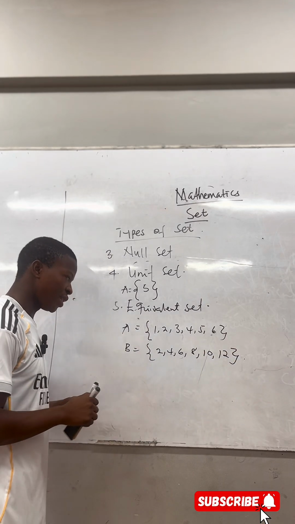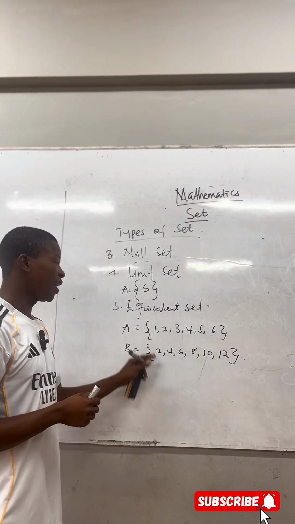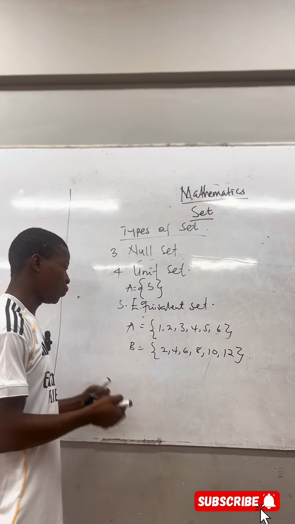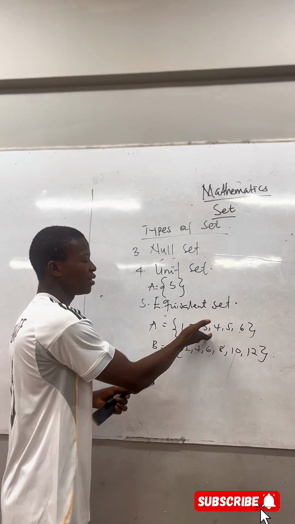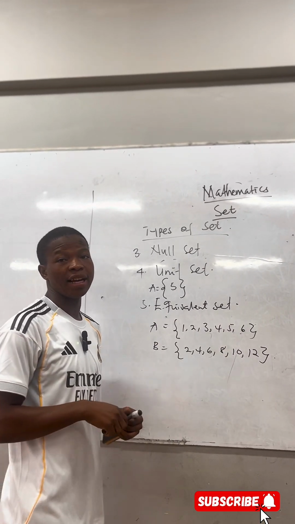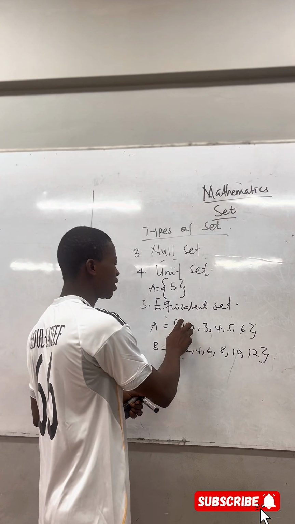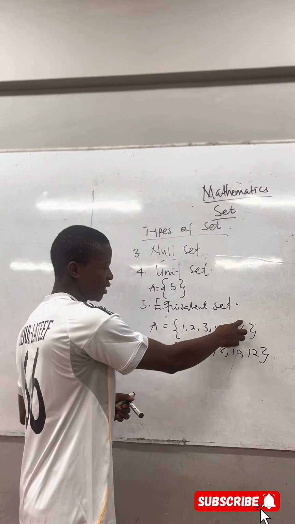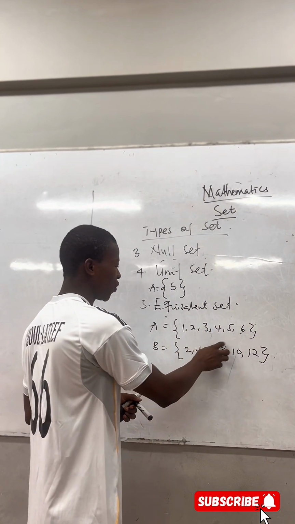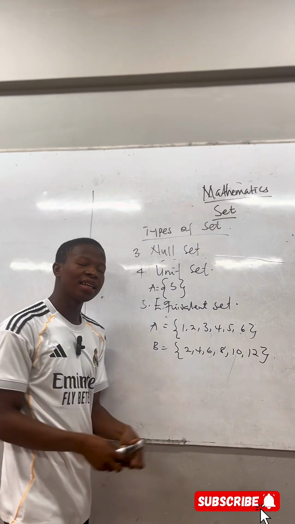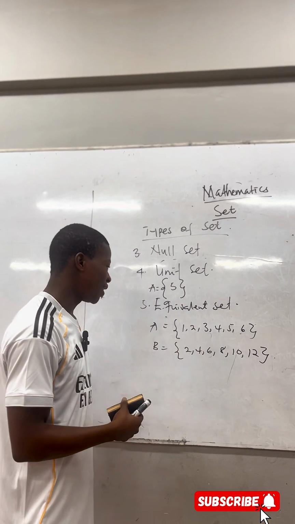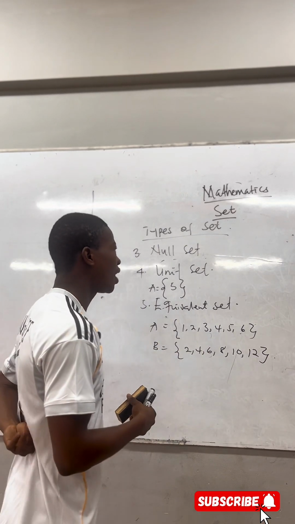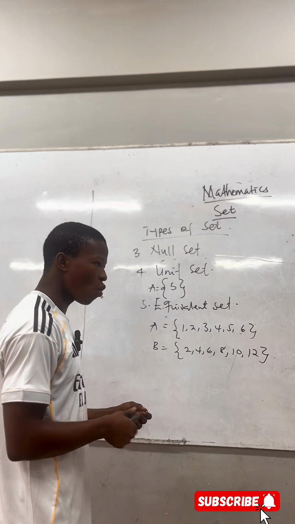Now we say that set A is equivalent to set B, because it has the same number of elements based on its cardinality. This is 1, 2, 3, 4, 5, 6. This is also 1, 2, 3, 4, 5, 6. So we say that it is an equivalent set.